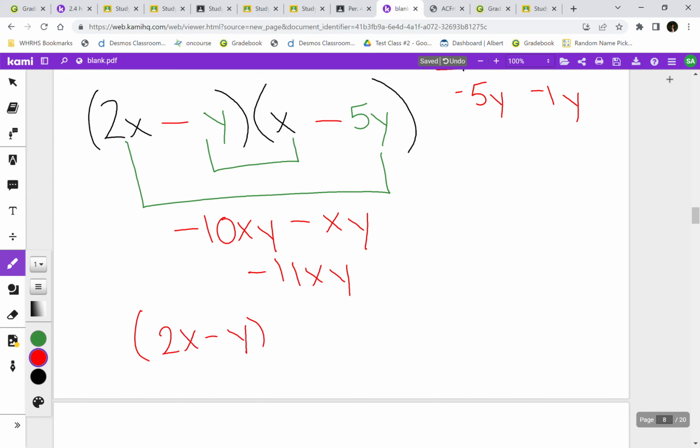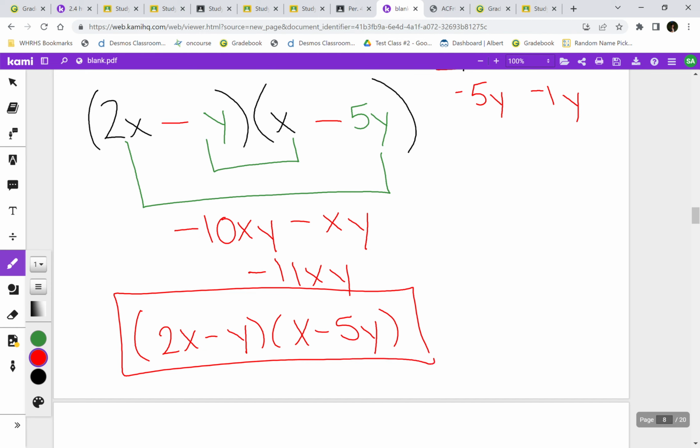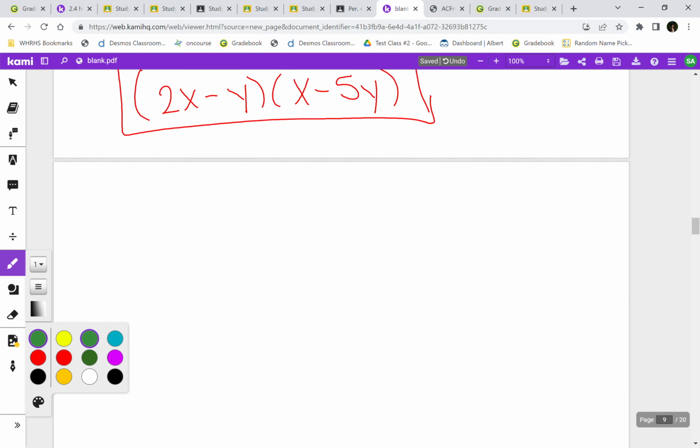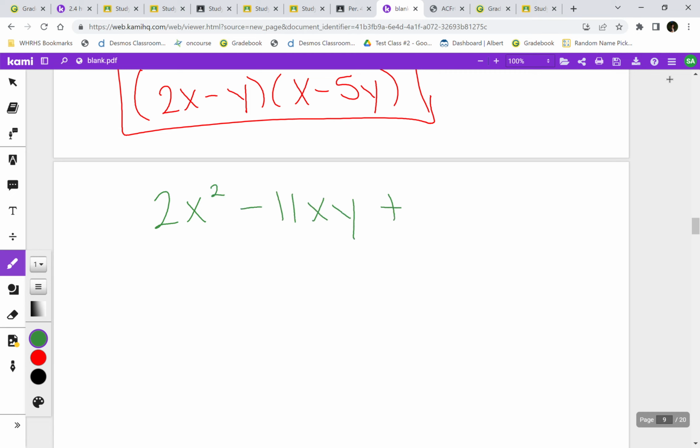2x minus y times x minus 5y. So that is the guess and check. Ready for earmuffs? So for earmuffs, 2x squared minus 11xy plus 5y squared.